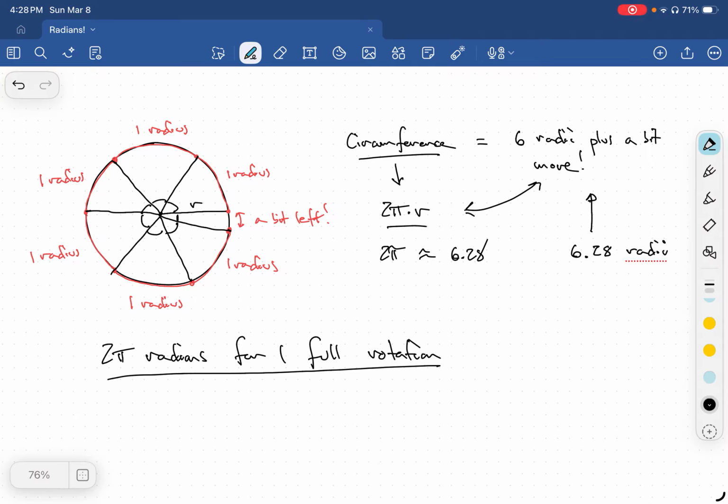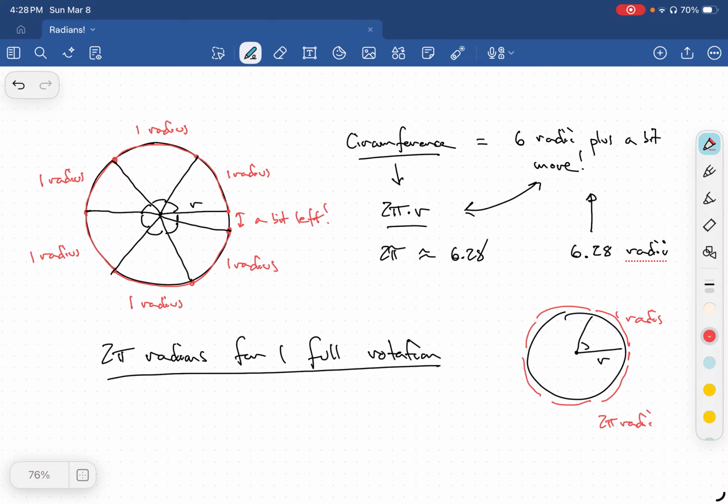And again, why is that? That's because 1 radian is the angle created by an arc length that is equal to 1 radius. But to get all the way around the circle, there are 2 pi radii, which is a little bit more than 6, but it's exactly 2 pi radii. So if 1 radian is equal to 1 radius, then 2 pi radians is equal to 2 pi radii around the circle.